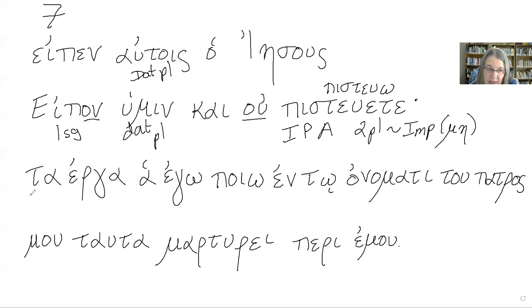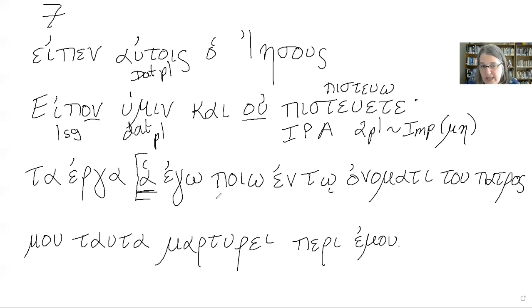And so then we have ta erga ha. So here we have a relative pronoun. It's neuter plural, just like the ta erga. So we have the beginning here of a dependent clause. And the dependent clause, so let's look at the dependent clause first.